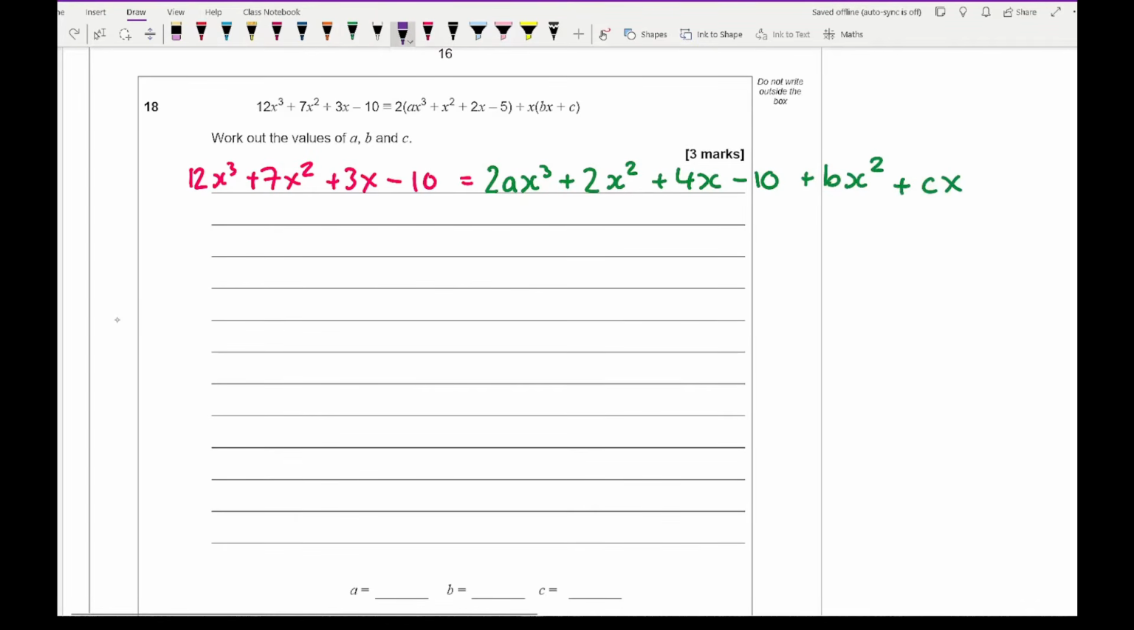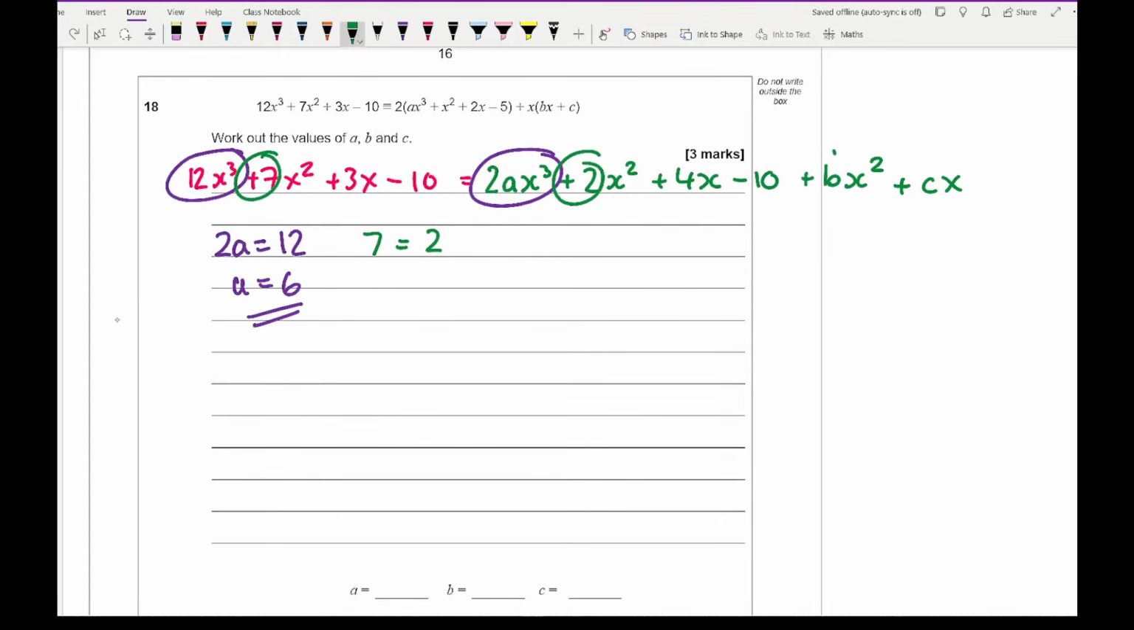So then looking at this, if I compare the coefficients, well, looking at x cubed, 2a equals 12, so a equals 6. Then looking at the coefficients of x squared, well, I've got 7 equals 2 plus b, so b equals 5. And then looking at the coefficients of x, I've got 3 equals 4 plus c, and so c equals minus 1, and there's my 3 values.